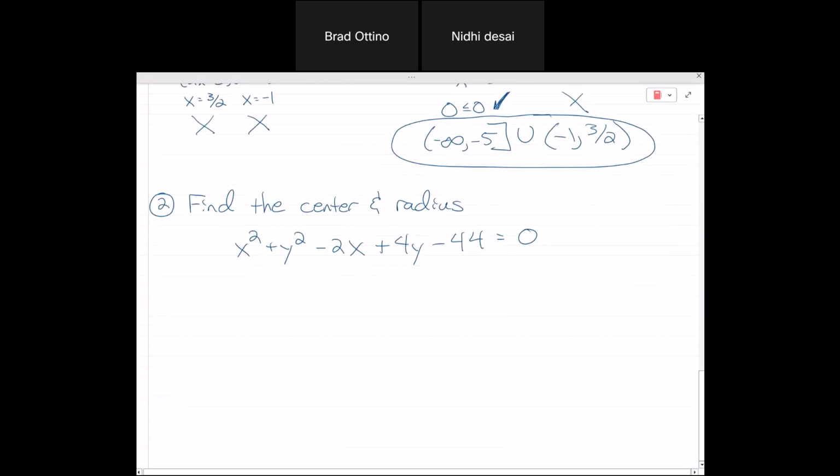The way we did a problem like this is we had to complete the square twice. So what we did is we grouped the x's together, x squared minus 2x. We grouped the y's together, so y squared plus 4y. We got the -44 out of the way. Factored out the leading coefficient. So in this case, the leading coefficient is just 1.